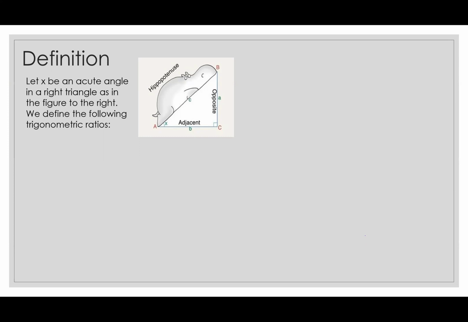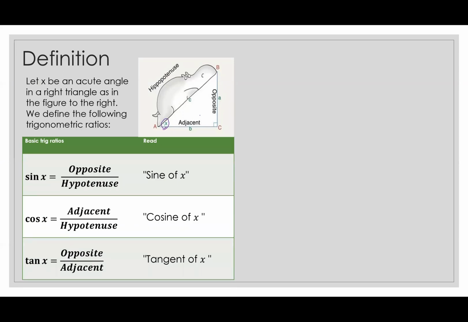Okay, so suppose we have a right triangle ABC here. The side that is opposite to the right angle C, we call that the hypotenuse, not the hippopotamus, but I think that's a good visual for you to remember, right? And suppose we are going to focus on this angle X right here. We call the side across from X opposite. We call the side next to X adjacent. And we define the following ratios.